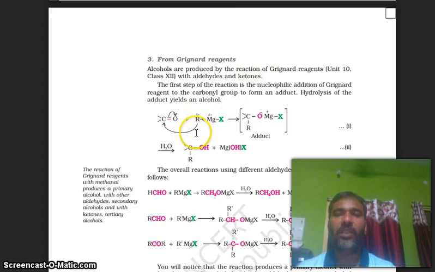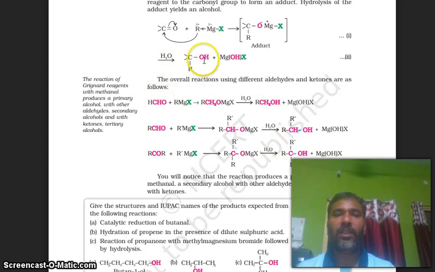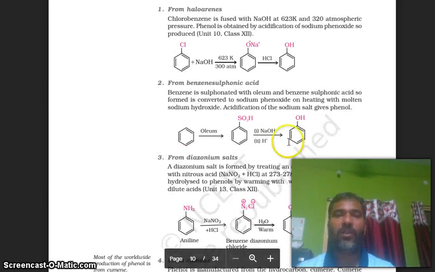From Grignard reagents, this is RMgX, you know, and this is polar in nature. So the negative part will come at carbon and the positive part will go to oxygen, forming this product, and after reaction with water it will give this alcohol. So this is the primary alcohol, secondary alcohol and tertiary alcohol.